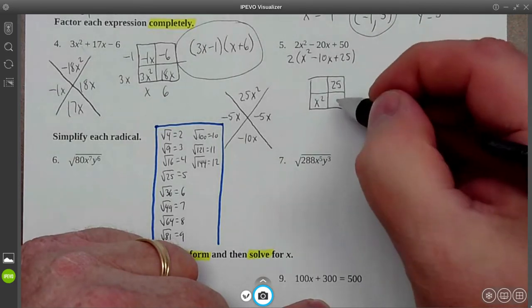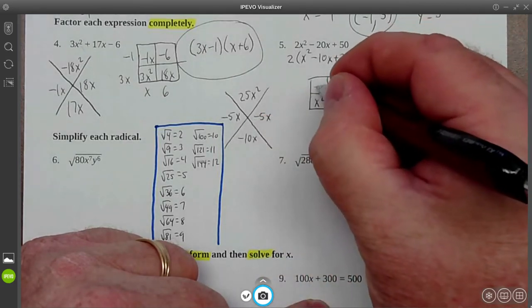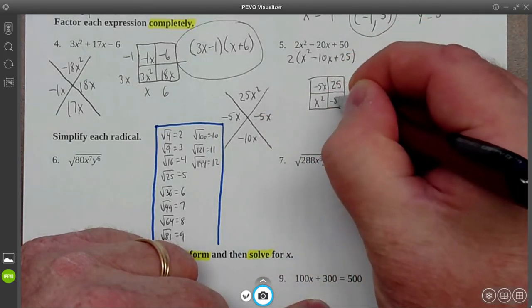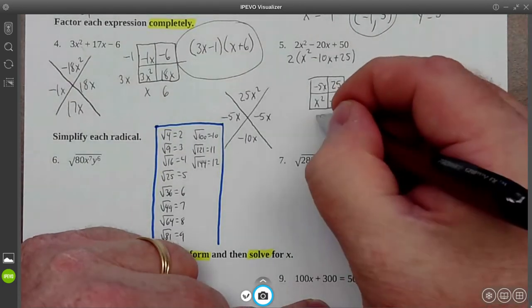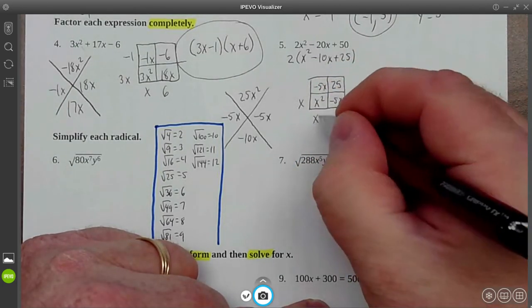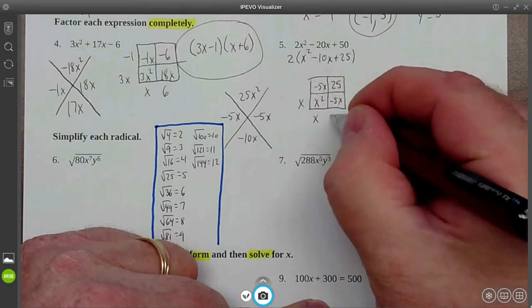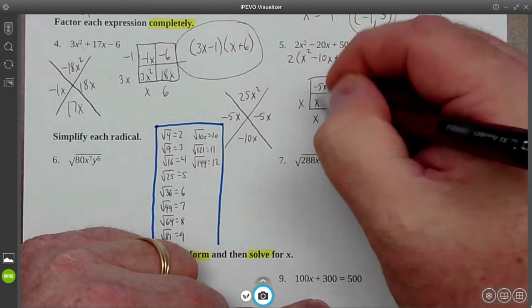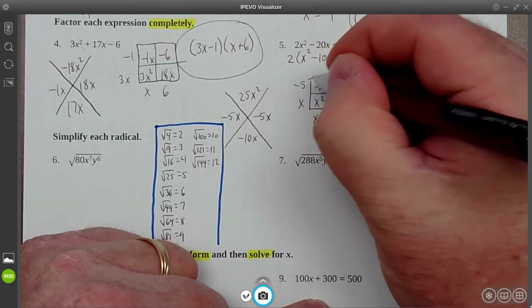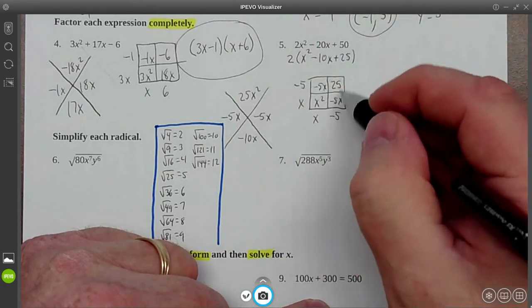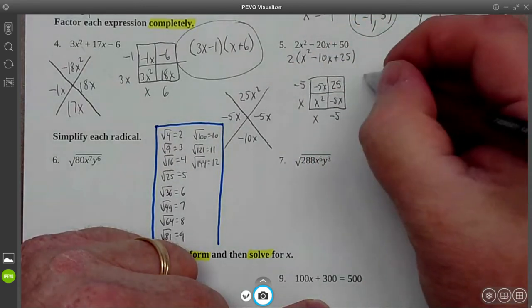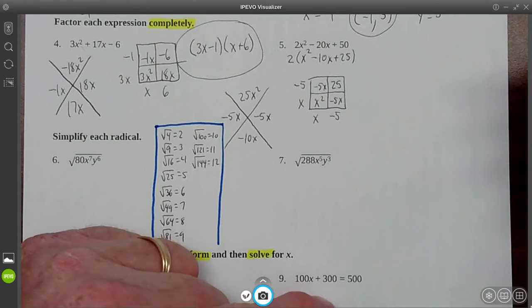So what goes in these two boxes, you get that from here. Negative 5x, negative 5x. All right, now let's figure out the rest of it. X times x is x squared. X times negative 5 is negative 5x. X times negative 5 is negative 5x there. And negative 5 times negative 5 indeed is 25. So we're ready to write our final answer.